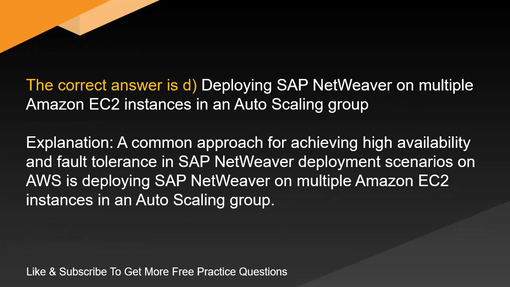The correct answer is D. Deploying SAP NetWeaver on multiple Amazon EC2 instances in an auto-scaling group. Explanation. A common approach for achieving high availability and fault tolerance in SAP NetWeaver deployment scenarios on AWS is deploying SAP NetWeaver on multiple Amazon EC2 instances in an auto-scaling group.